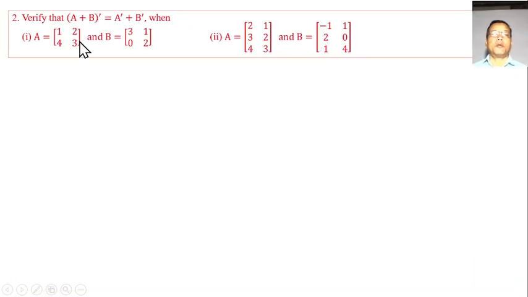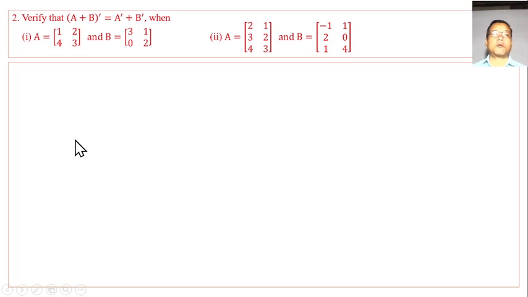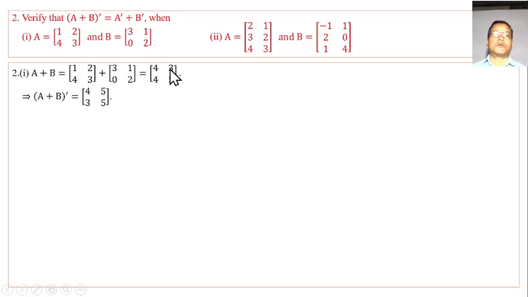Verify that transpose of A plus B is equal to A transpose plus B transpose, where A and B are the given matrices. First, A plus B is computed, and then its transpose is taken: the first row becomes the first column, the second row becomes the second column. The result is 4 3 4 5, and this must be verified.